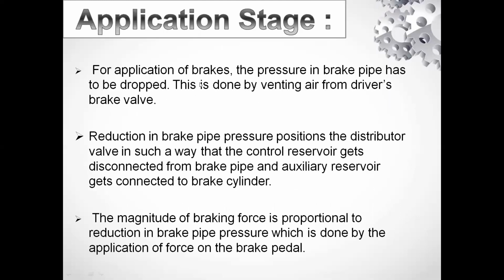And you can see the application stage. For application of brakes, the pressure in the brake pipe has to be dropped. This is done by venting air from the driver's brake valve. Reduction in brake pipe pressure positions the distributor valve in such a way that the control reservoir gets disconnected from the brake pipe, and the auxiliary reservoir gets connected to the brake cylinder. The magnitude of the braking force is proportional to the reduction in brake pipe pressure, which is done by the application of force on the brake pedal.